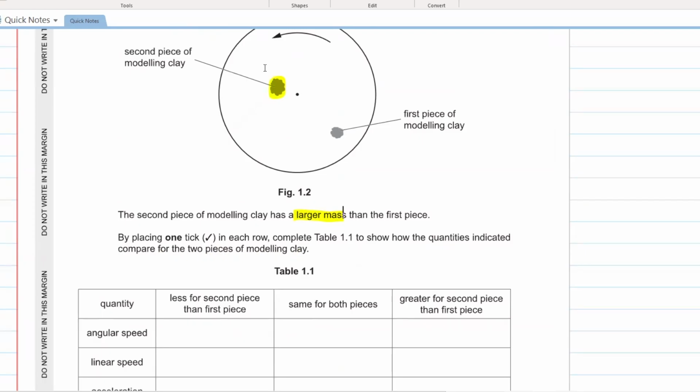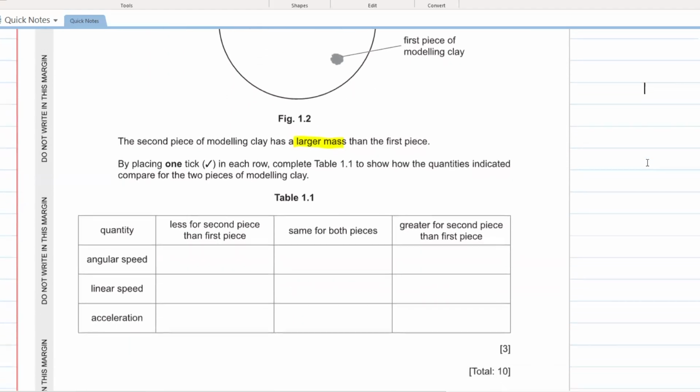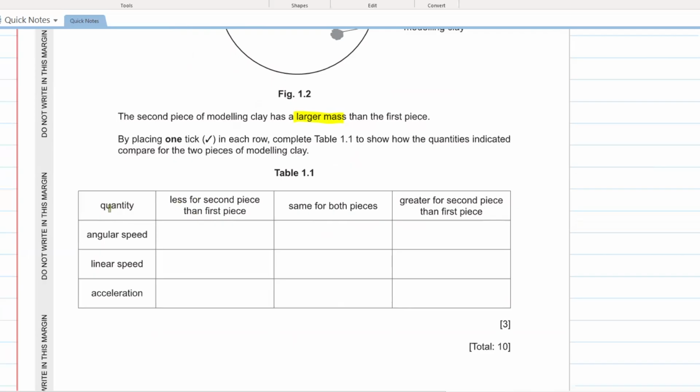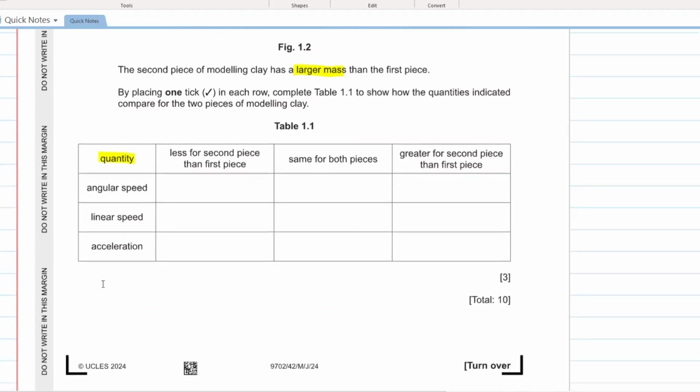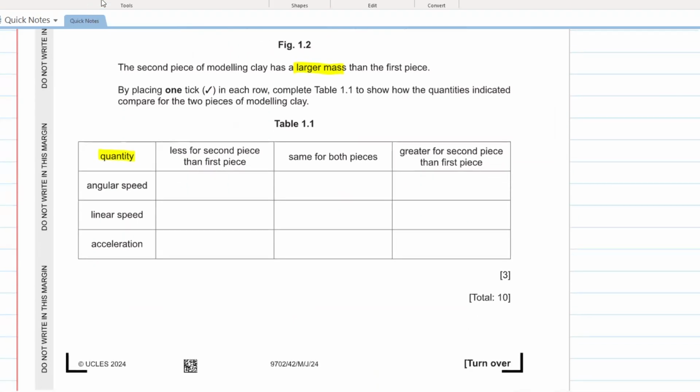ठीक है? ये एक molding clay का piece है with a larger mass. This is a smaller molding clay का piece with a smaller mass. ठीक है? Now, you have to tell what will happen to these quantities. What will happen to the angular speed? Beta, what will happen to the angular speed W?